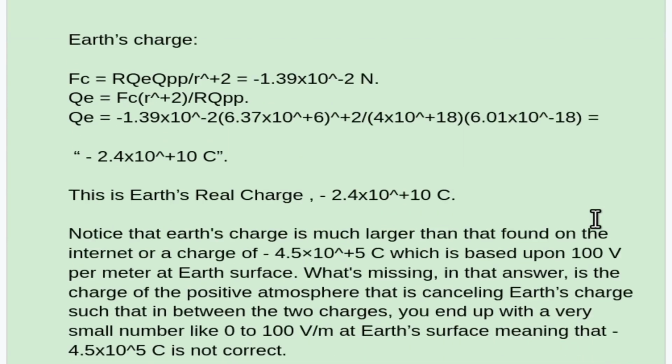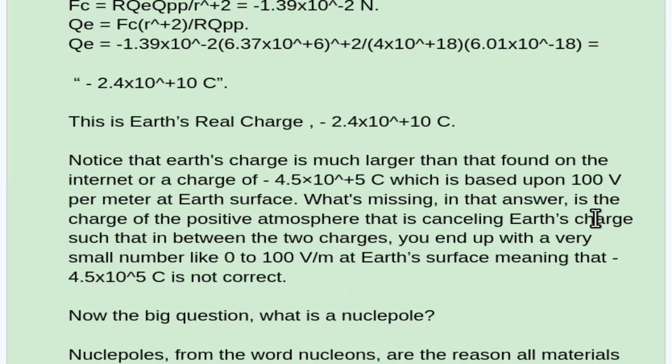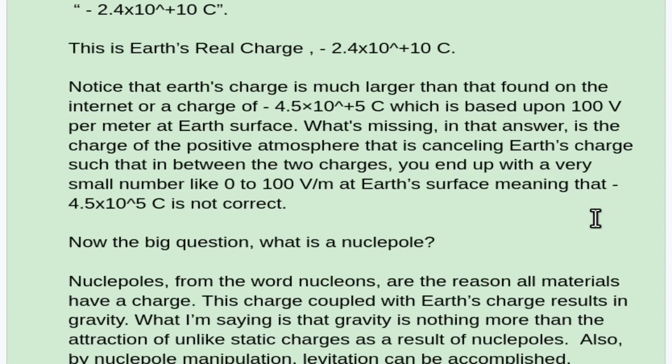This is Earth's real charge, which is the topic of this video. Notice that the charge is much larger than that found on the internet, or a charge of minus 4.5 times 10 to the 5th coulombs, which is based on 100 volts per meter at Earth's surface. What's missing in this answer is the charge of the positive atmosphere that is canceling Earth's charge, such that in between the two charges you end up with a very small number, like 0 to 100 volts per meter at Earth's surface, meaning 4.5 times 10 to the 5th coulombs is not correct.